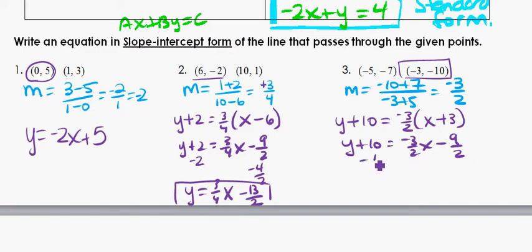When we subtract the 10, we're going to be going to a value with a denominator of 2. So we convert 10 into a number that's over 2, which is negative 20/2. And now we have y equals negative 3/2 x minus 29/2. This equation seems to be kind of complicated for the 2 points that were given to us. So we can check this on our calculator, and it's a really nice process.